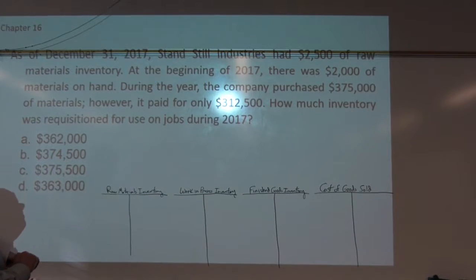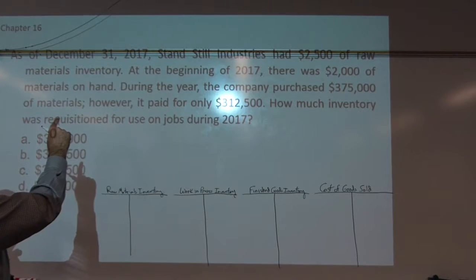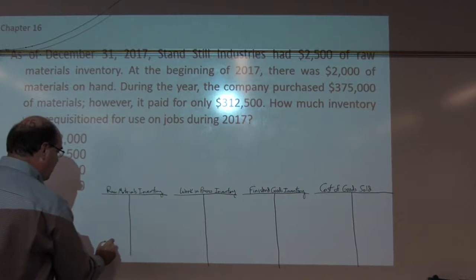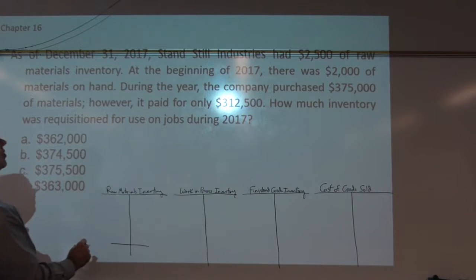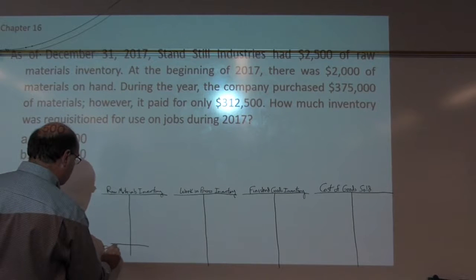So the first thing I know is I have $2,500 of raw materials inventory. That's at December 31st, so that's at the end. So I know that's going to be my ending number right here. My ending inventory for raw materials is $2,500. So I fill that in.